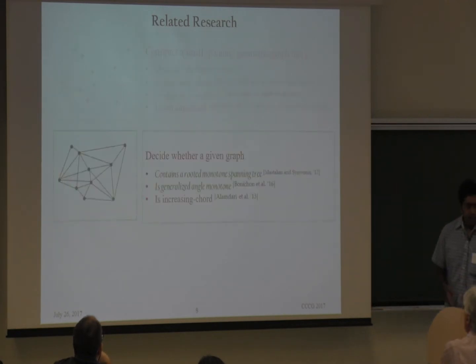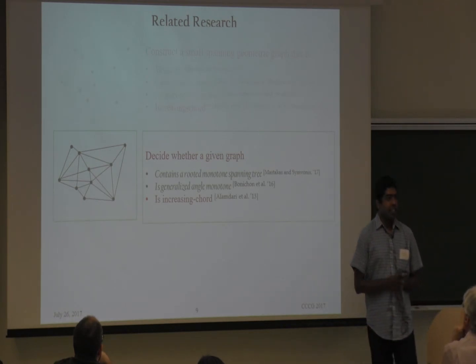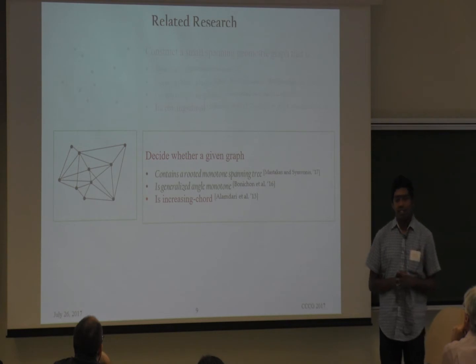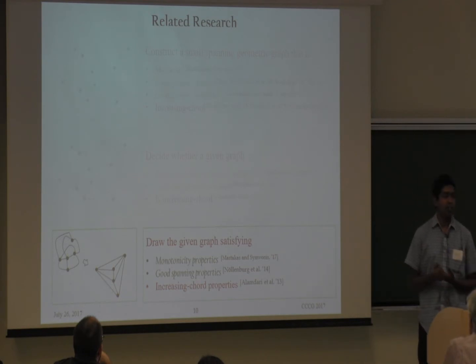There is another direction where you are given a geometric graph, and the question is to test whether this graph is increasing-chord. There is another major research direction: you are given a graph, a combinatorial description of the graph, and you want to find a drawing that is an increasing-chord drawing.